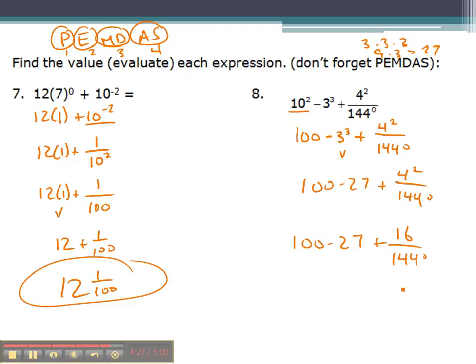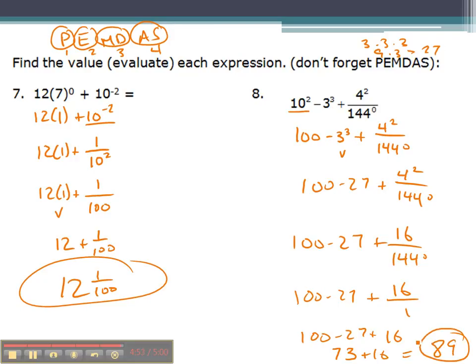And 144 to the 0 power, any number to the 0 power is 1. 16 over 1 is 16 divided by 1 is just 16. So I have 100 minus 27 plus 16. Now we're on step 4, addition and subtraction. We do the first one we see, which is the subtraction. 100 minus 27 is 73, plus 16 gives us our final answer, 89. Okay, I'll pick up the review with problem 9 on the next video.